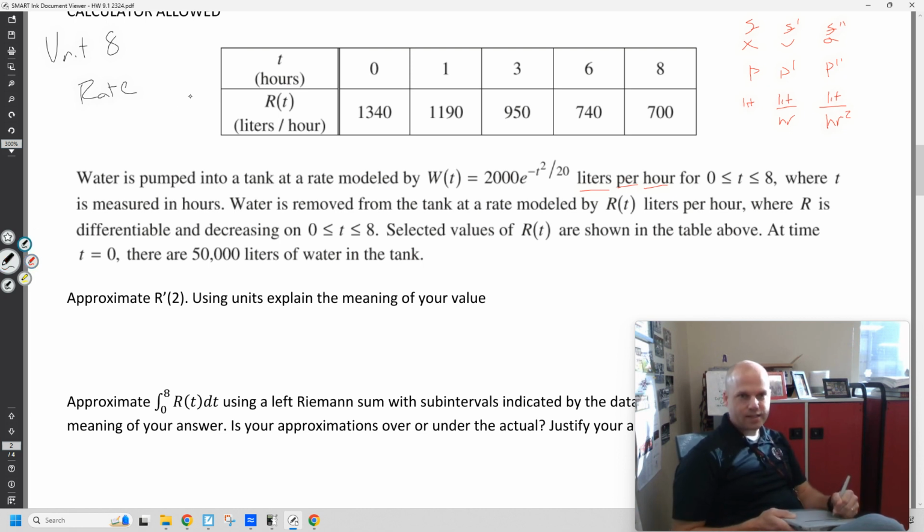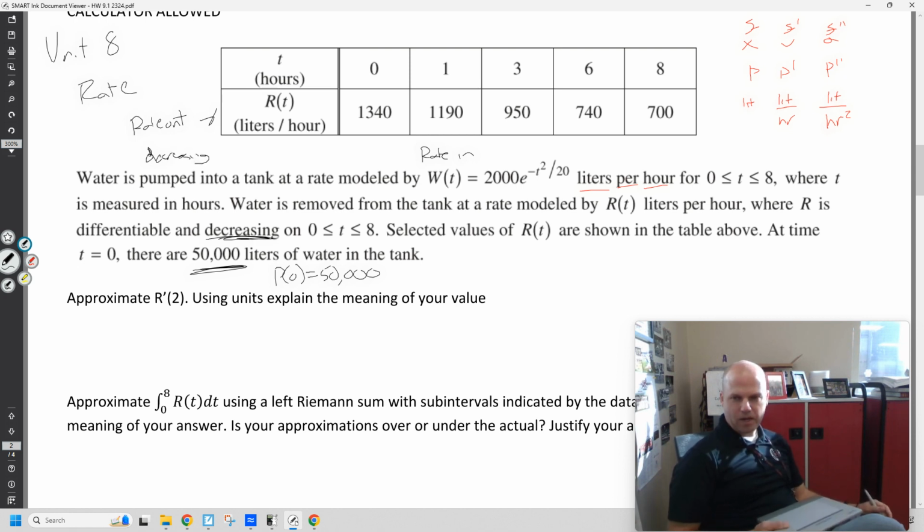R is the rate out. So this is my rate in, this is my rate out. We have an initial amount of water in the tank. R is decreasing. That's important. Approximate R prime of 2. Explain, using units, the meaning of your value. Many of you messed up on this on the test.